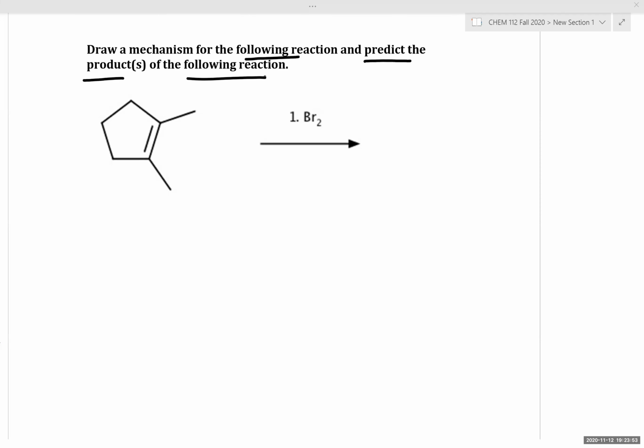Is everyone comfortable using the annotate tool or sharing a picture? If you share a picture, I can also draw that on the class whiteboard. But I really want students to practice drawing the arrow pushing mechanisms, predicting the stereochemistry, just like we did in the earlier examples.